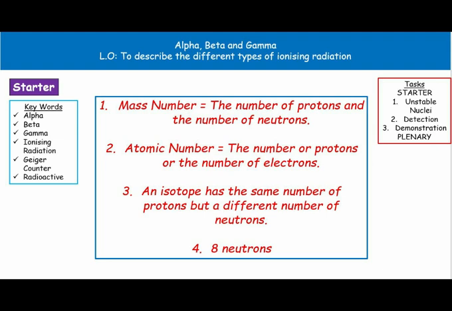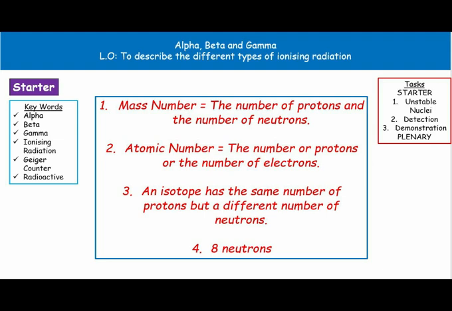Okay, let's check those answers then. So obviously if you get it right, give yourself a tick, and if you got it wrong, then do make sure you have the correct answer written in. So our first one, the mass number, is the number of protons plus the number of neutrons. Number 2, the atomic number, is the number of protons or the number of electrons. Our third one there, an isotope, has the same number of protons but a different number of neutrons. And then finally, number 4, there should have been 8 neutrons.